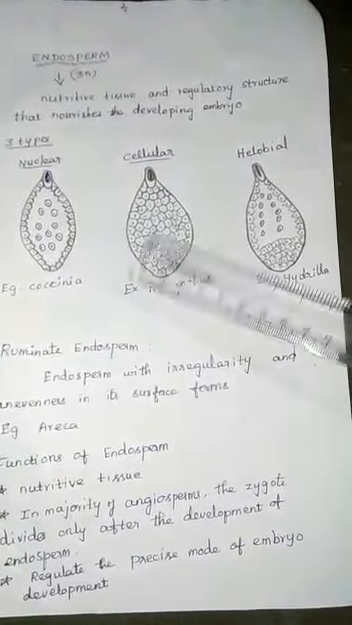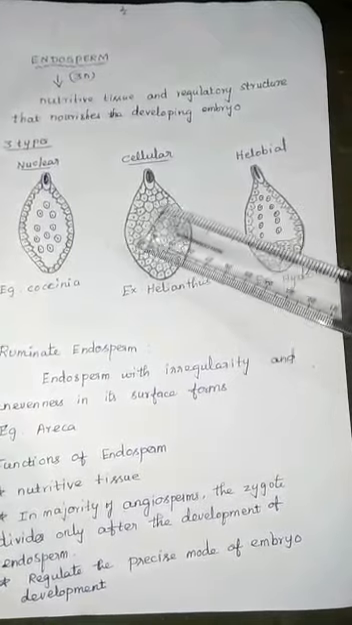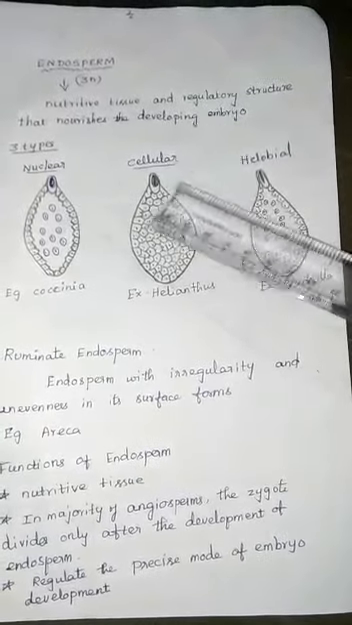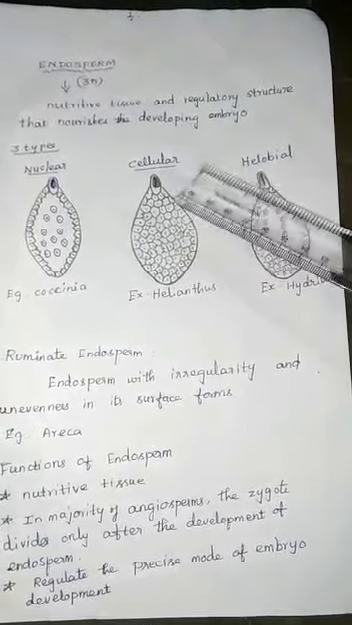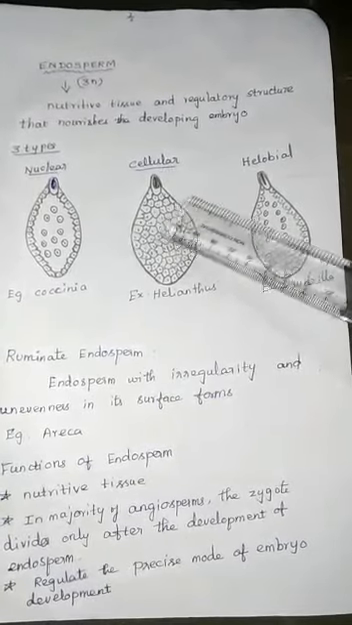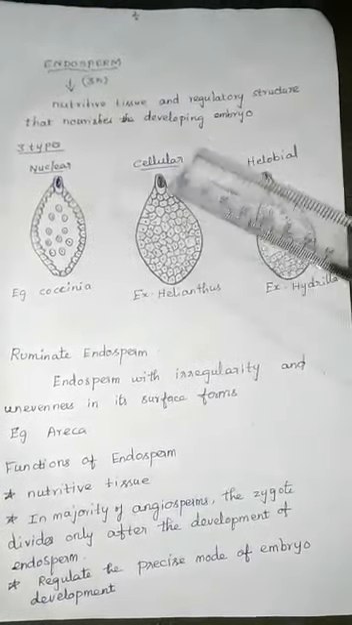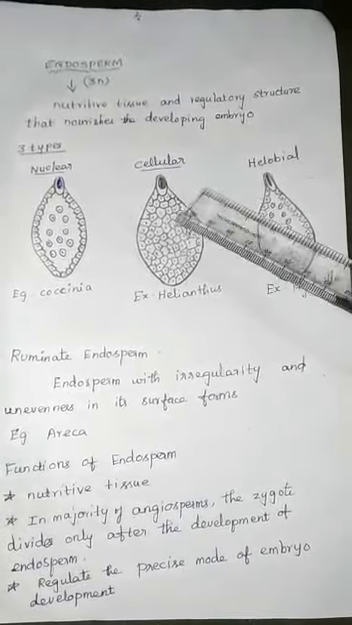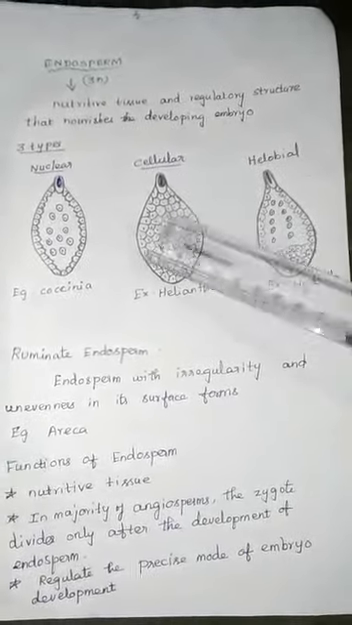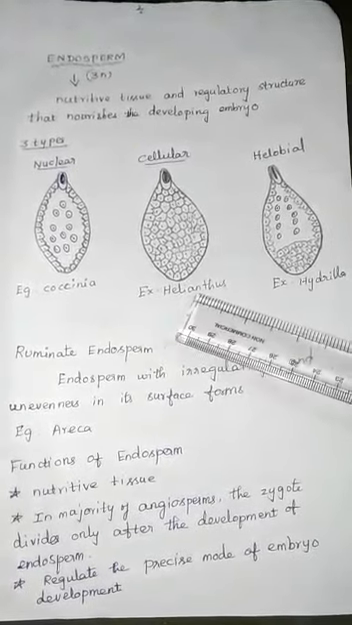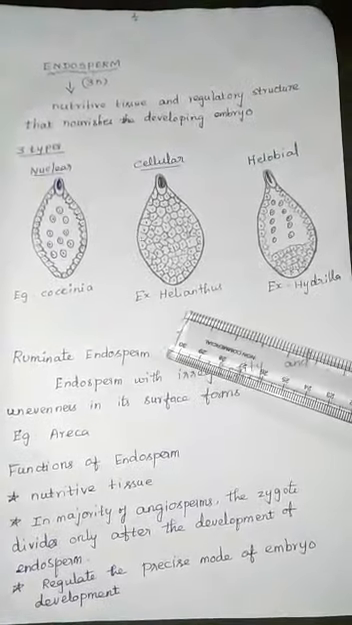Second one, cellular. Here the primary endosperm nucleus divides into two nuclei, then it is immediately followed by cell wall formation. Then many divisions will be there, all also followed by cell wall formation. Example, helianthus.